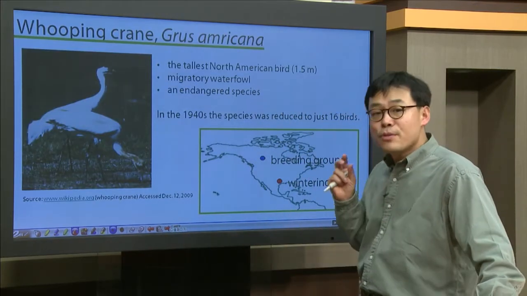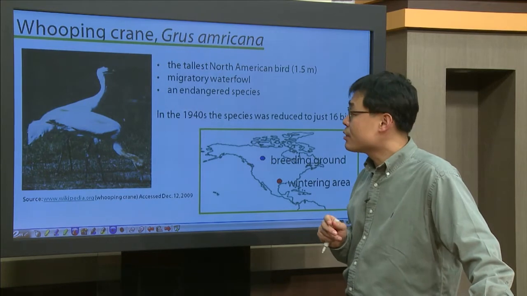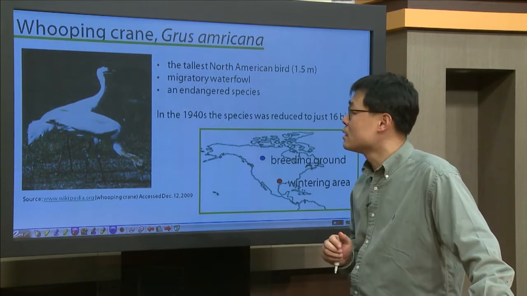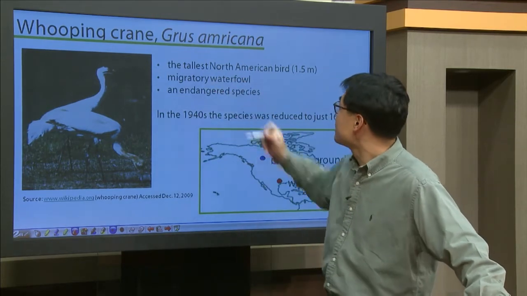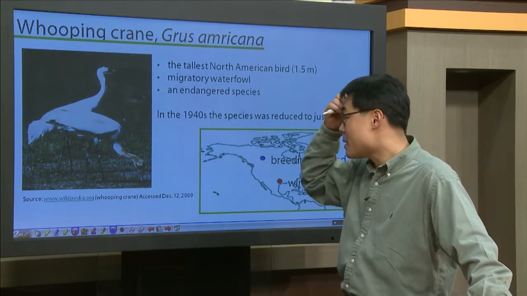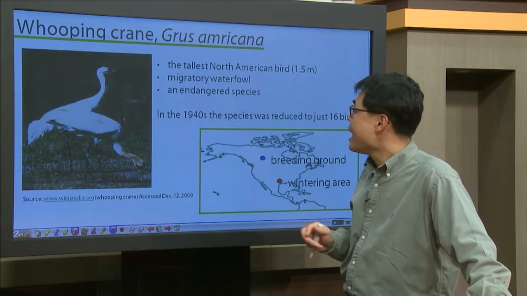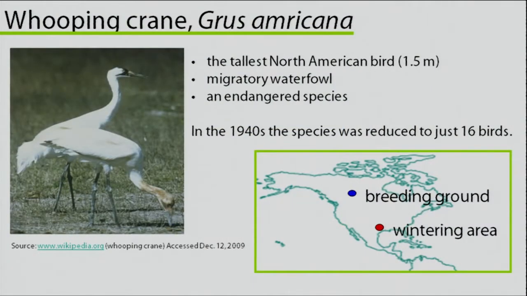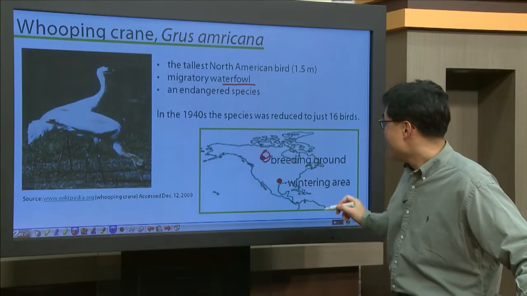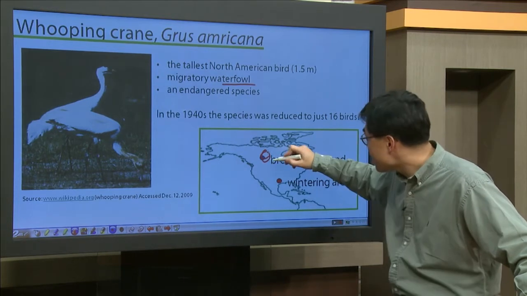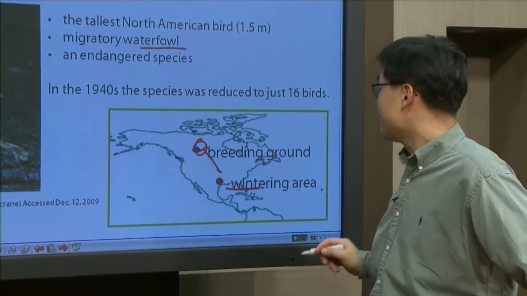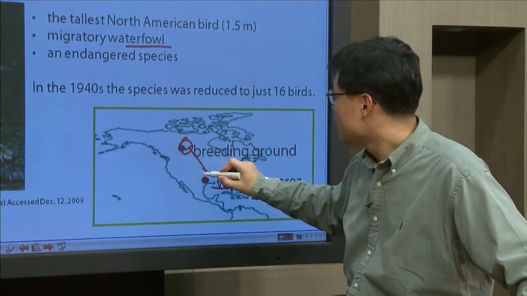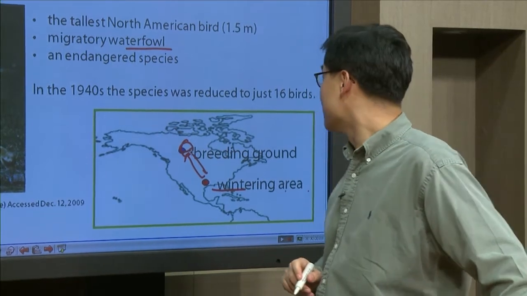And this imprinting is used for the reintroduction of an endangered species, the whooping crane. This crane is the tallest North American bird. Its height is about 1.25 meters. And this is a migratory waterfowl. Its breeding ground is northern Canada here. But over winter, it migrates to the Texas coast, and the following spring it migrates back to the breeding ground.